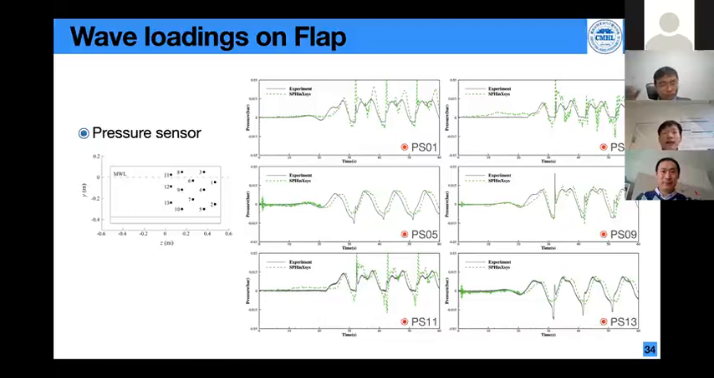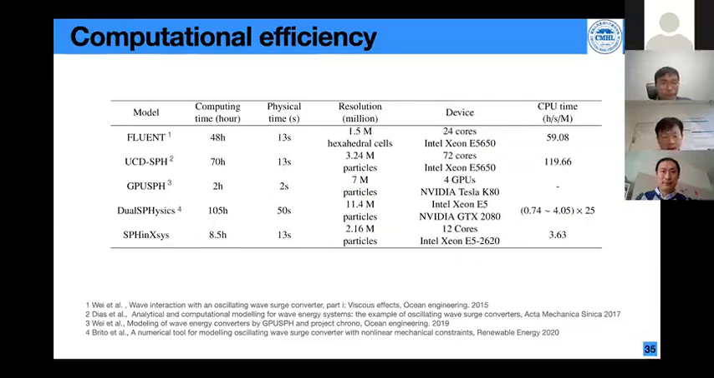So then we can go to the computational efficiency. We know that the SPH method is generally considered to be computationally expensive compared with the mesh-based method. In our library, we have several algorithms for the improvement of the computational efficiency, for example, using multi-resolution and also using multi-time stepping. Here is a comparison of the time efficiency with Fluent and other 3 SPHinXsys solvers.